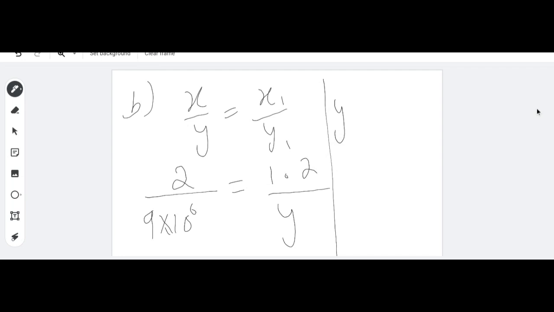y is equal to, what do I have to do here? Here 2 will be multiplied with 1.2, and 9 multiplied by 10 power 6 will be in the division. Now multiply 2 with 1.2.